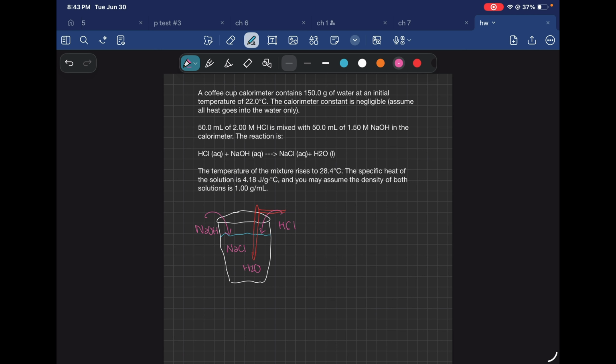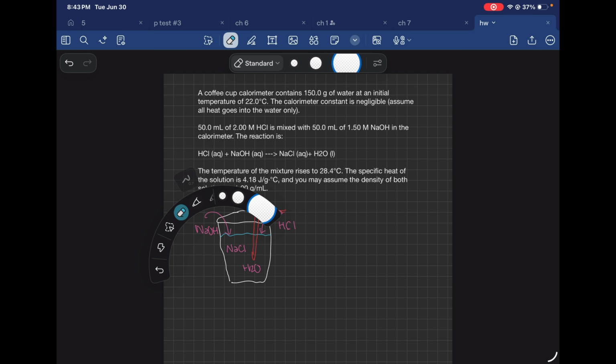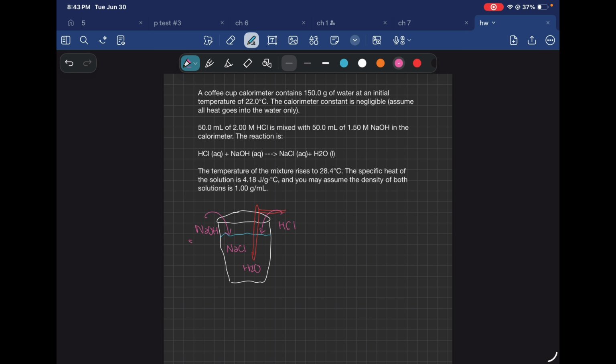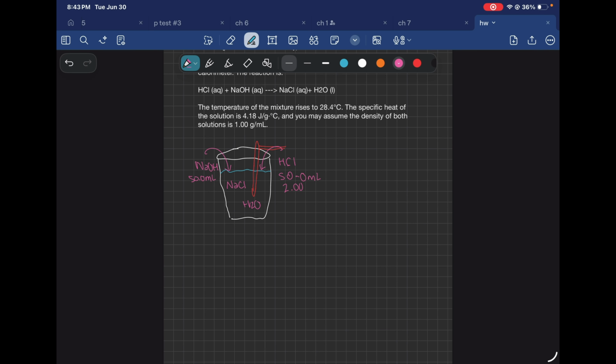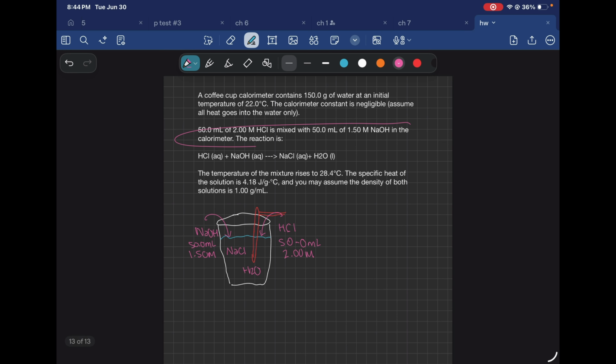So exactly how much NaOH? So we have 50 milliliters of NaOH and we have 50 milliliters of HCl. And the molarity for HCl is 2 and the molarity for NaOH is 1.5. And this is all given right here. All right.